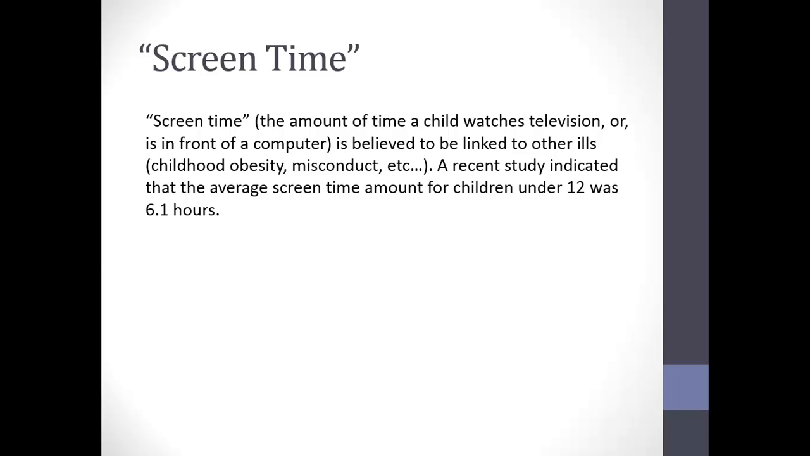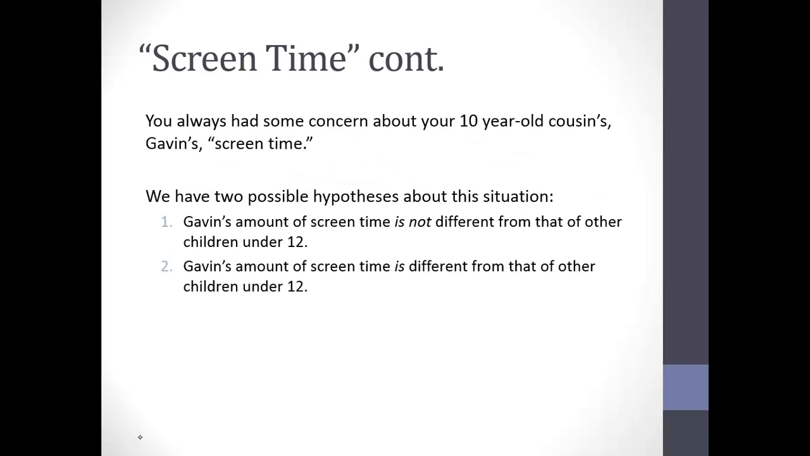A recent study that we did indicated that the average screen time for children under 12 was 6.1 hours. We're not told a lot of information, just that this recent study found the average screen time was about 6.1 hours. Suppose you have a 10-year-old cousin Gavin, and you're concerned about how much time he's spending looking at a screen. When wondering about his screen time, there are maybe two questions you could ask yourself, or two situations you might arrive at.